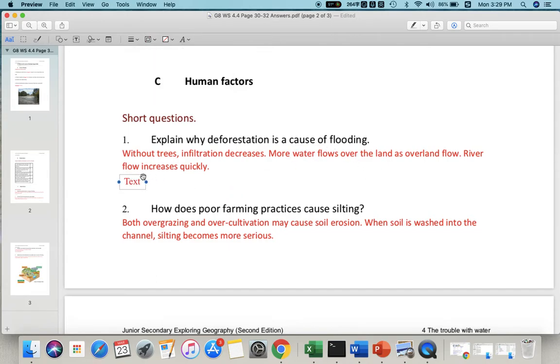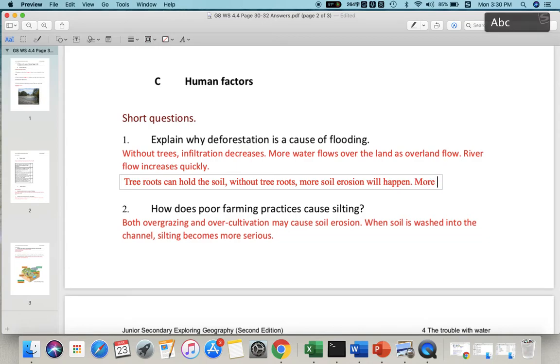So this is the first one. Without the tree, the amount of water will increase. And okay, because the tree roots can actually hold the soil, if without the tree roots, more soil erosion will happen. Okay, and with more sand and soil, more sand and soil deposit in the river bed.